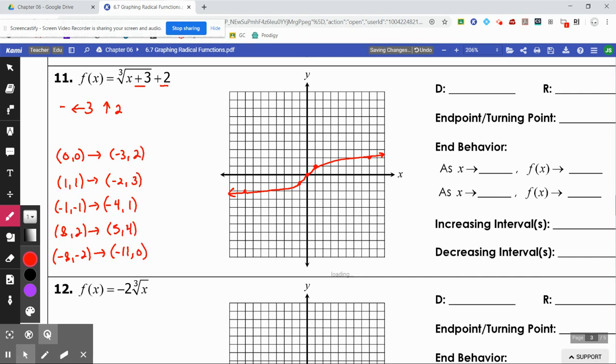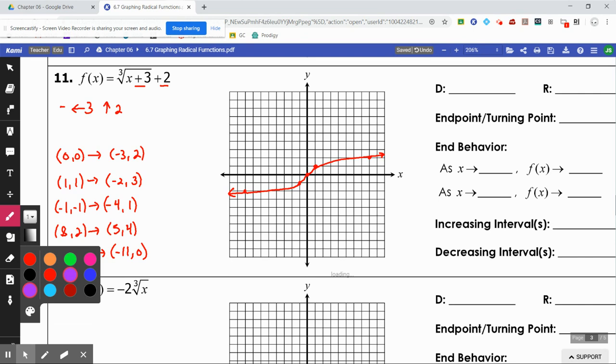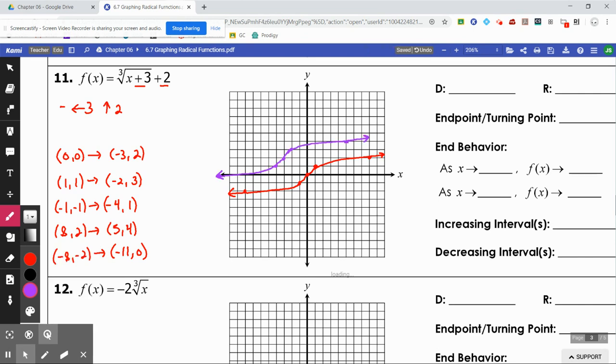And there's all your new points. Now let's plot those points and see how my graph changed. And there's your new graph. And notice, we knew it would be, it's the same graph that's just been moved left 3 and up 2.